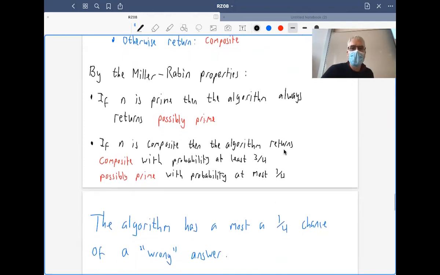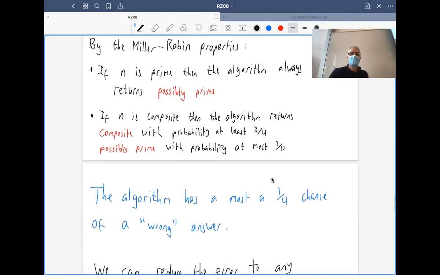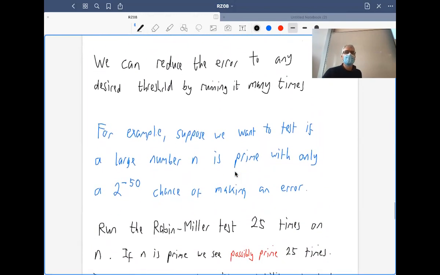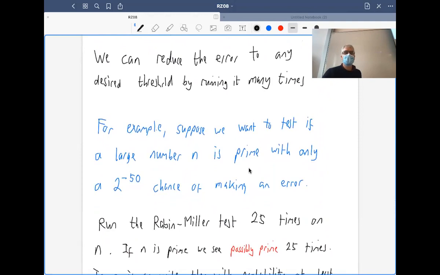But the beauty of this algorithm, well, the probability of 1/4 of an error looks quite high. We're not going to want to base any sort of critical software that relies on our number being a prime on the probability of 1/4 of an error. But the beauty of this algorithm is that it's easy to reduce the error to any desired threshold by running the algorithm many times. So for example, suppose you want to test a large number n is prime with only a 2 to the power of minus 50, 1 over 2 to the power of 50, probability of error. That's an extremely small probability of making an error.